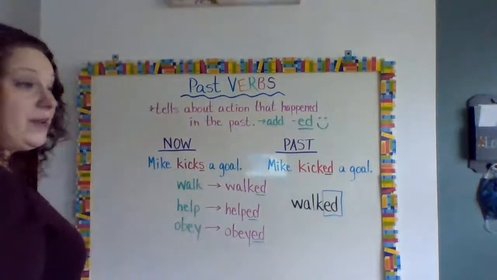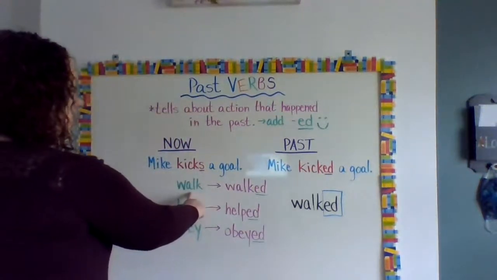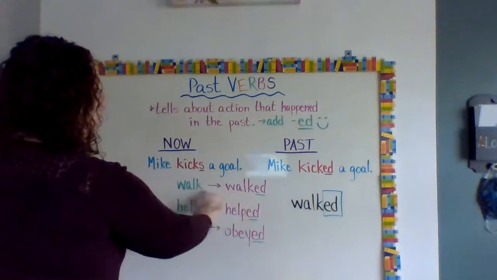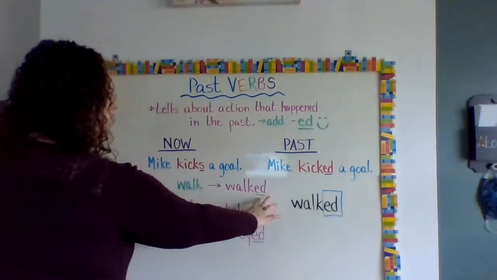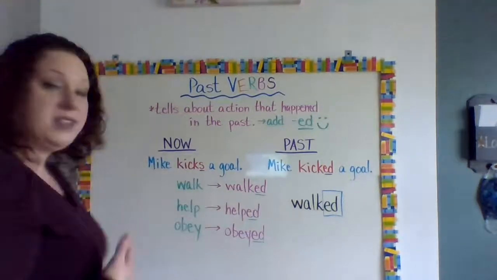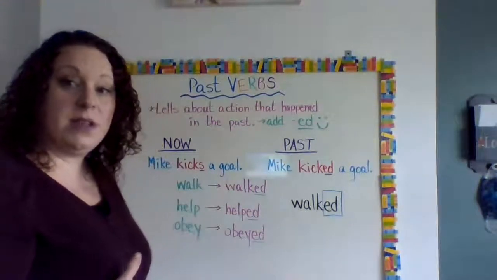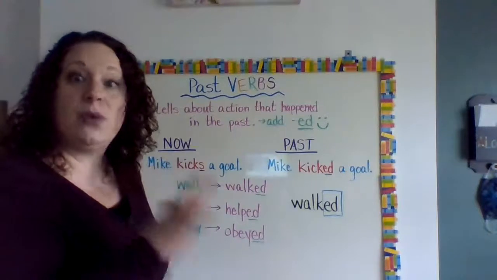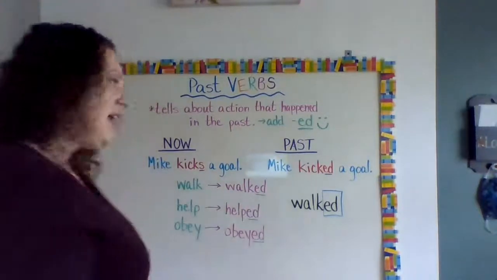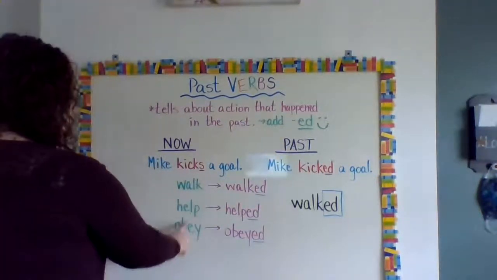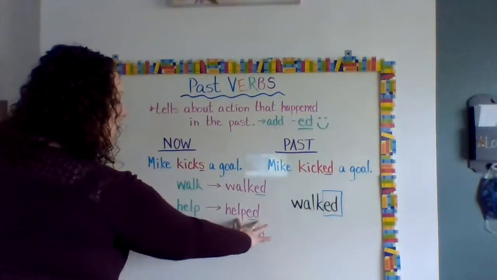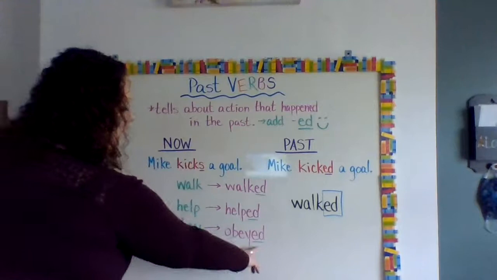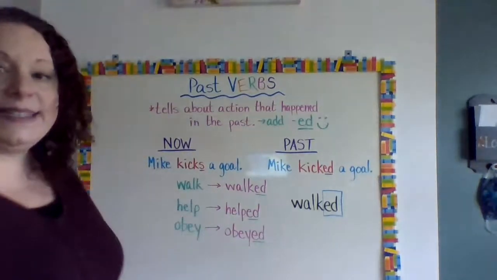Here are a few other examples. Walk, and we would rewrite walk and then add ed, so walked. And you don't have to change the spelling with the past verbs. That only happens with irregular verbs, and you're not learning those just yet. Here's another example. Help, and then we just add ed to the same word, helped, and then obey, obeyed. It's a pretty easy lesson.